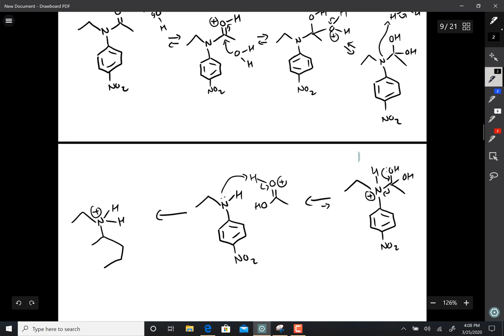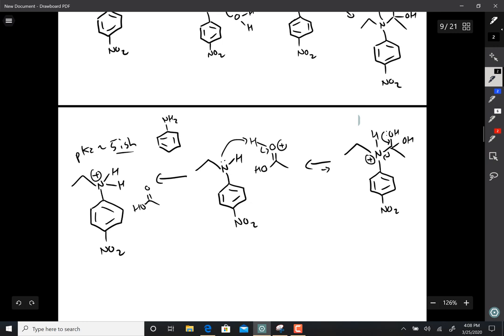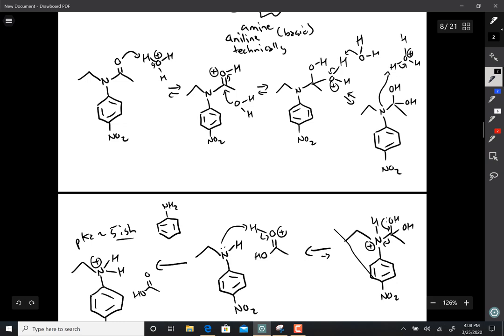Giving this, and this has a pKa around 5-ish or so. It's probably a little bit less than 5. 5 corresponds to an aniline. But this has an electron withdrawing group, which makes it even more acidic than normal. But the thing is, you've lost your strong acid catalyst. And so if you don't have another acid catalyst, you can't start the reaction again and keep on going. So if you used a catalytic amount of sulfuric acid, the reaction would just stop.